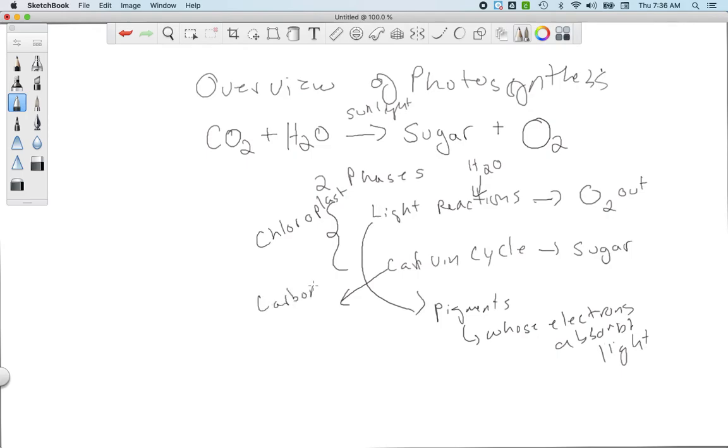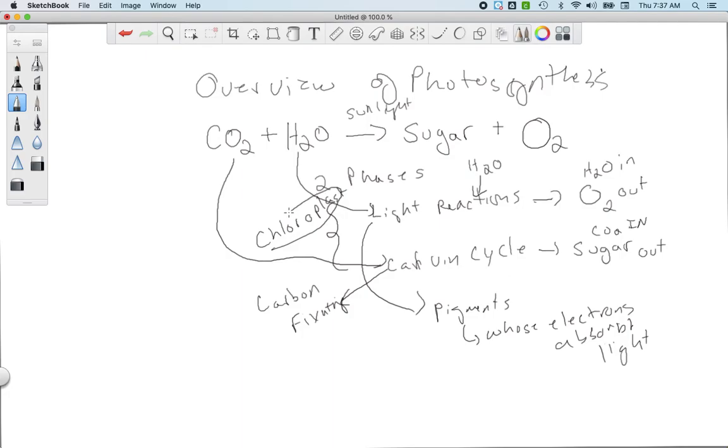The Calvin cycle, important fact for us, is carbon fixation. So we take carbon dioxide out of the atmosphere and we build it into a sugar. So we get sugar out. Up here we had water in. Down here we have carbon dioxide in. So the carbon dioxide is used in the Calvin cycle to build glucose or sugar. The water is used in the light reactions to make the oxygen, and that oxygen is the oxygen we breathe.